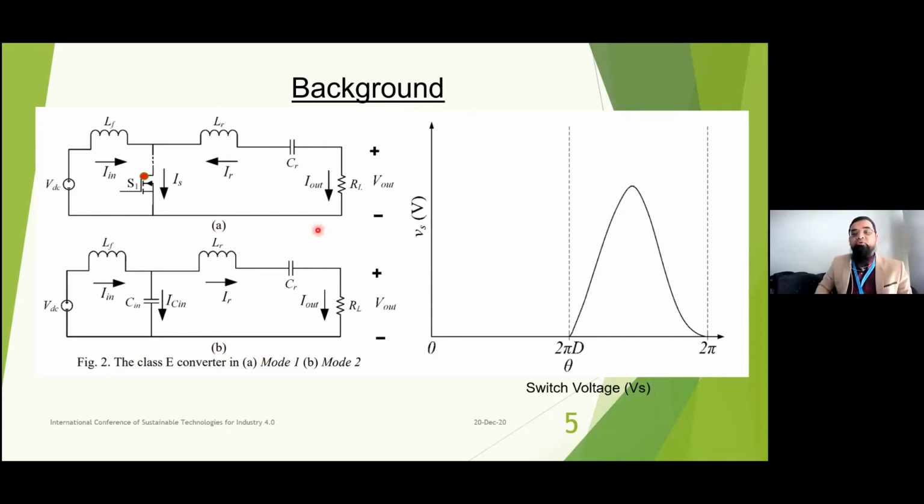And what we do here, we basically do the first harmonic approximation. So through the first harmonic approximation, we assume that from this switch voltage, only one single frequency is transferred to the resonance circuit, which means one single frequency of energy is being transferred to the load.